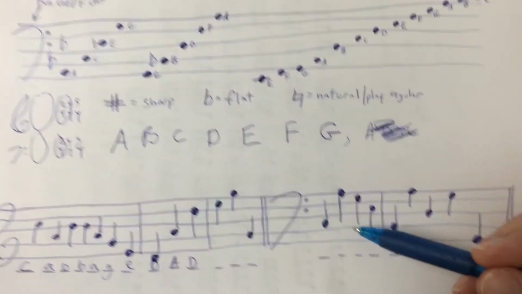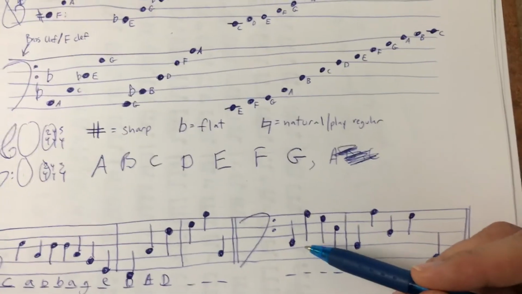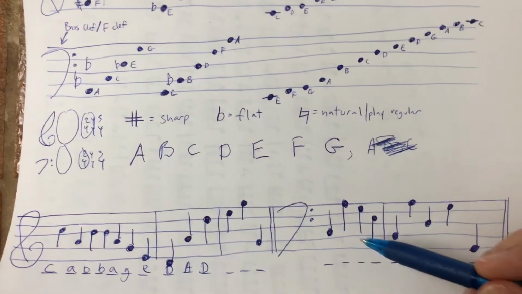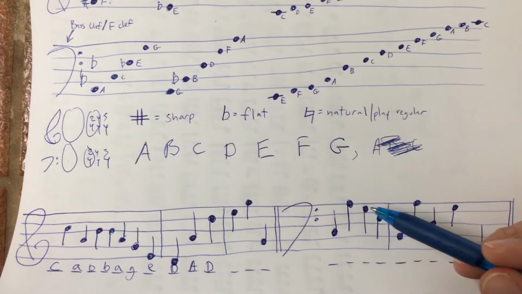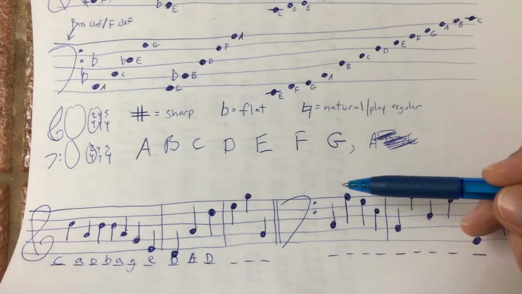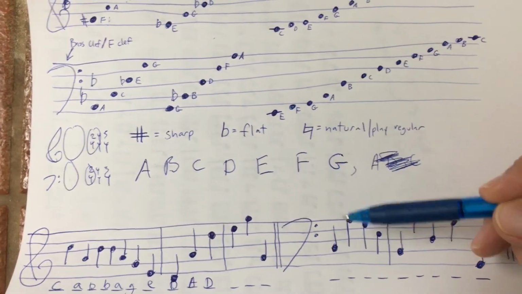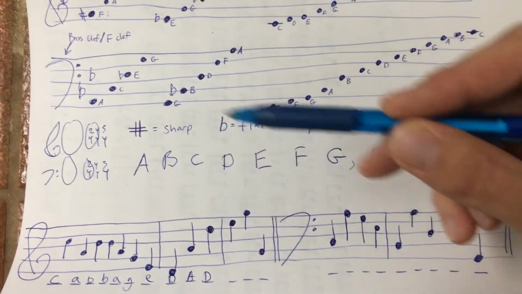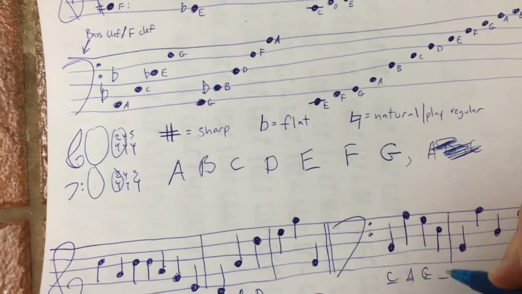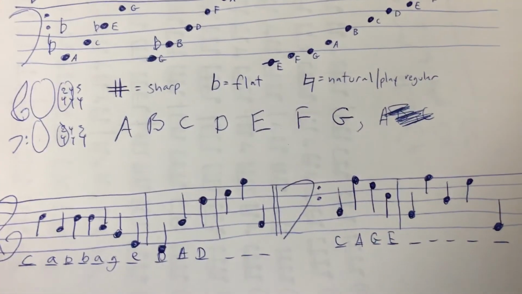How about that? All right, bass clef. I'll do the first one. You guys can leave me the answer for the second one in the comments. So you have those notes right there. That's going to be C, A, G, E. What does that spell? Cage.